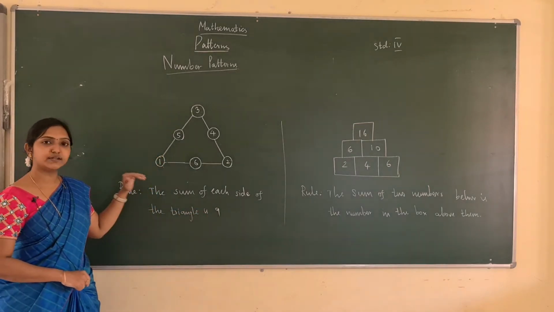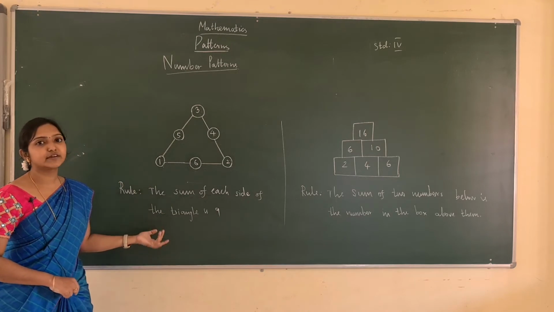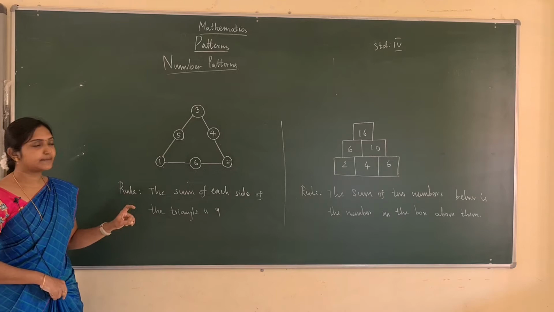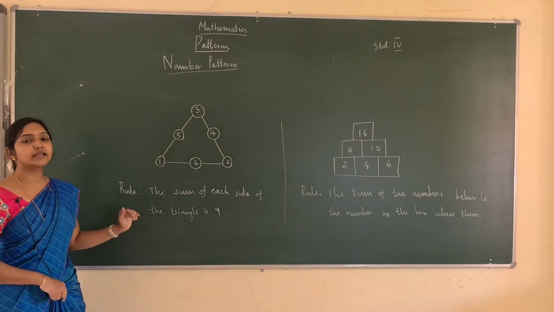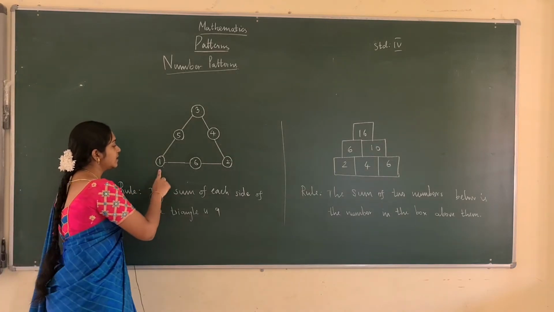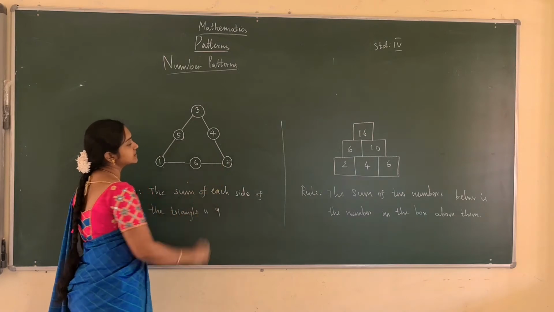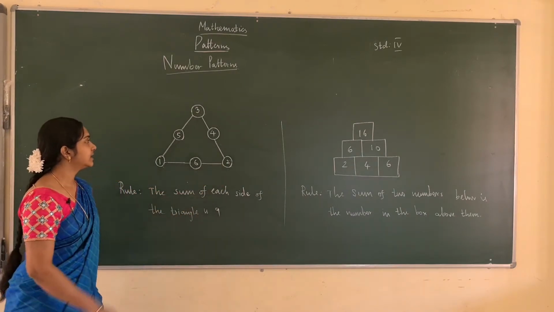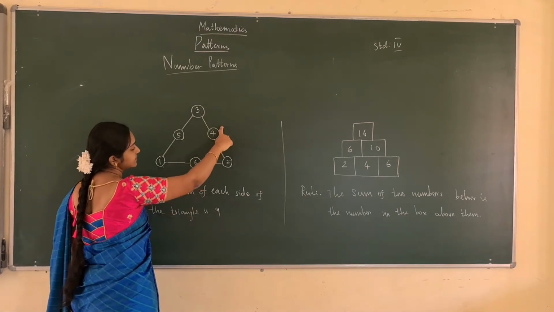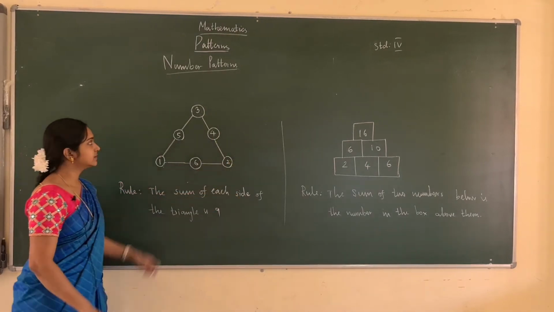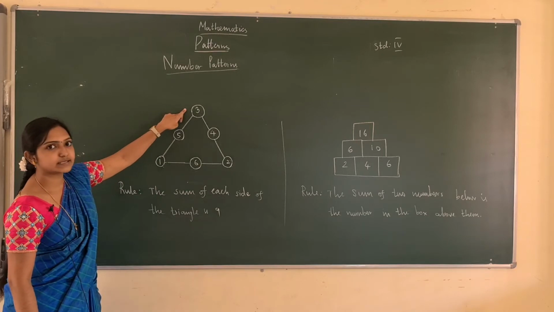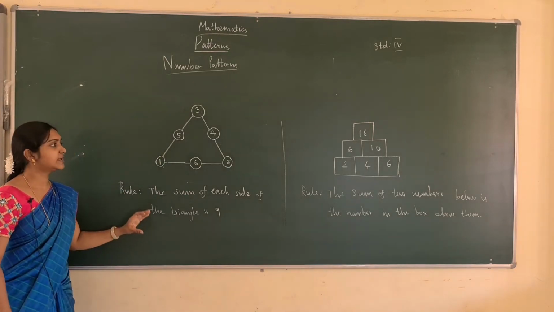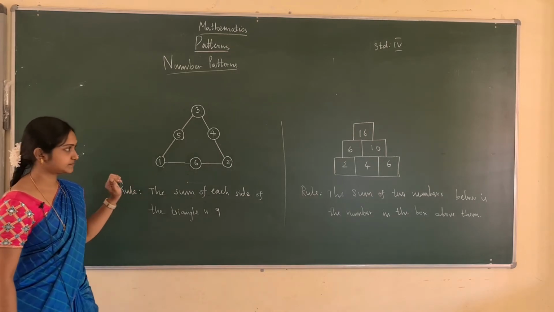But the numbers are filled here already. The rule given is the sum of each side of the triangle is 9. If we sum the numbers in each side of the triangle, it must be 9. See here, 1 plus 6 plus 2 is 9. 1 plus 6 is 7, 7 plus 2 is 9. In this side, 3 plus 4 is 7, 7 plus 2 is 9. Here, 5 plus 3 is 8, 8 plus 1 is 9. So, with the rules, we have to fill the numbers.